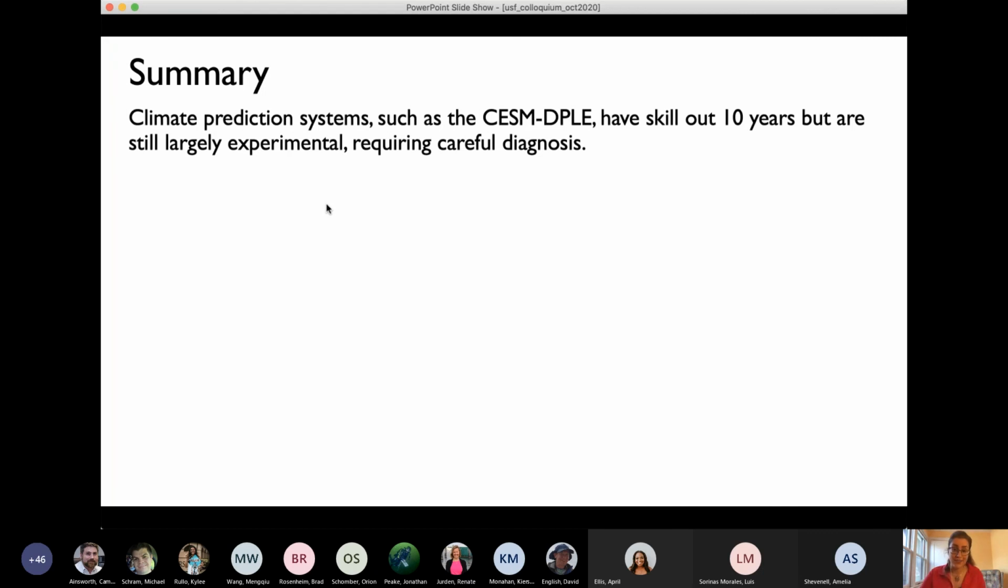So to summarize, systems like the CESM Decadal Prediction Large Ensemble are actually showing pretty good skill out 10 years. But as I've shown in this one case study for the subpolar cold blob, there's still work to be done. These are experimental. We're not ready yet, or at least that's my opinion, I don't think we're ready yet to be giving these to stakeholders and say, yeah, we trust what this is going to do. In this cold blob study, if you would give them the 2014 prediction, in the case of the subpolar North Atlantic, it would have been wrong.